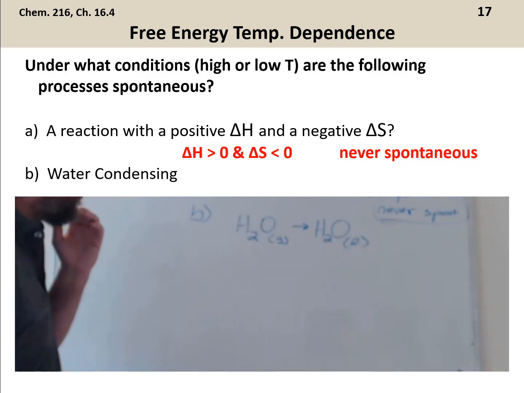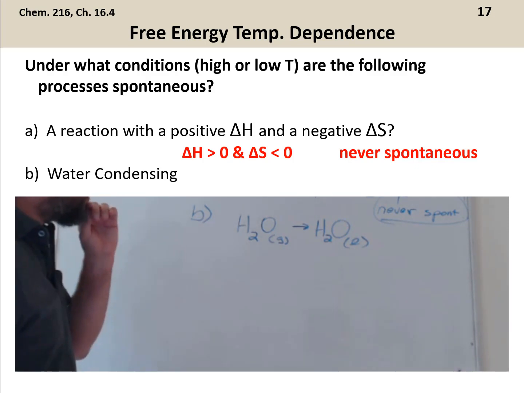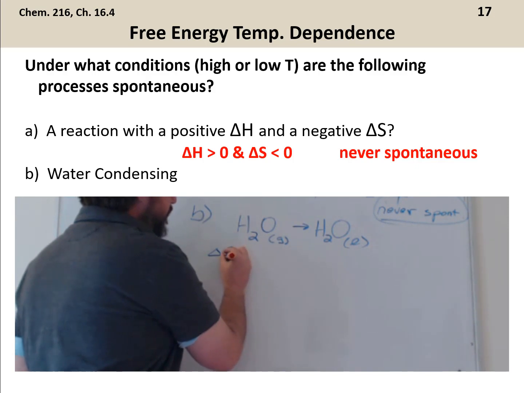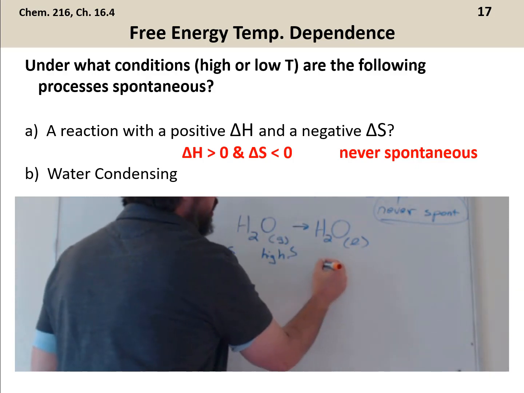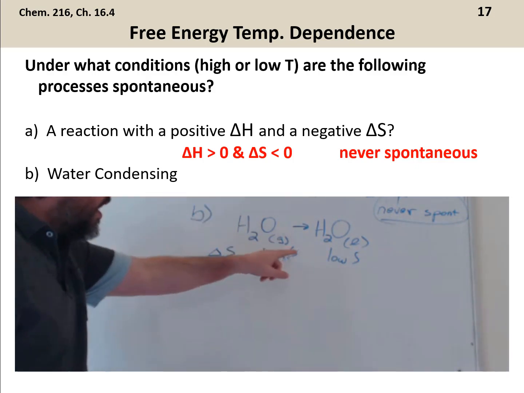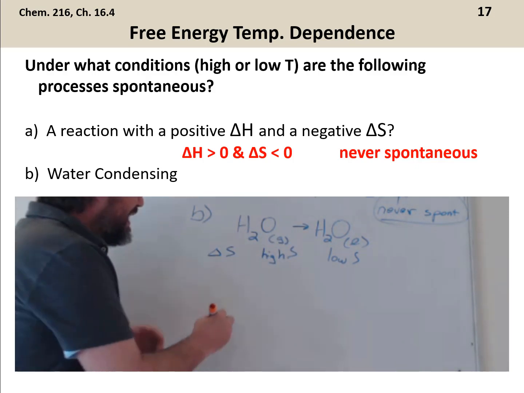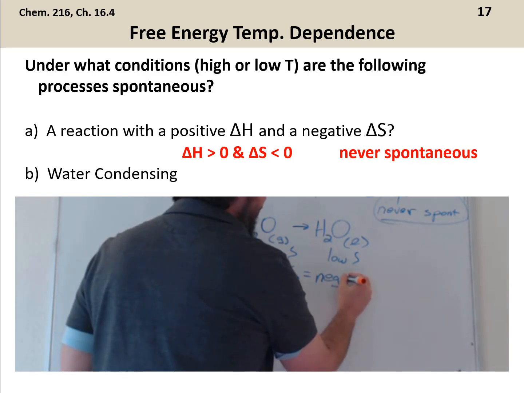So what's the delta H here? Actually, let's start with delta S. We're going from something with high disorder to something with low disorder. This is more organized than this. So my delta S is going to be negative.